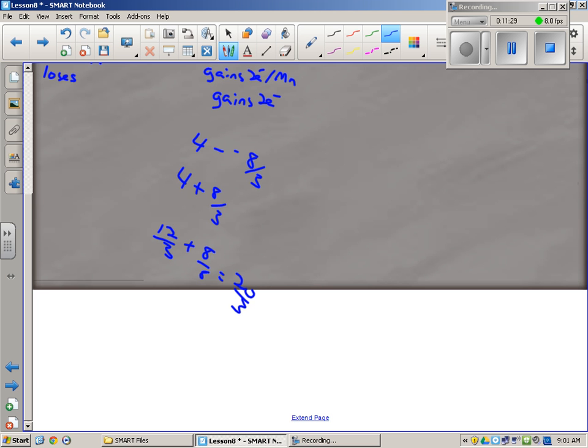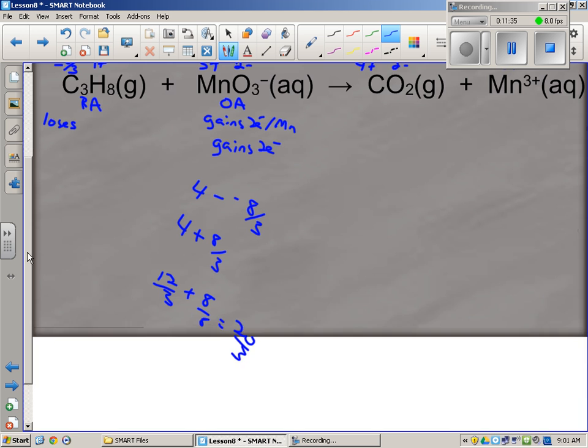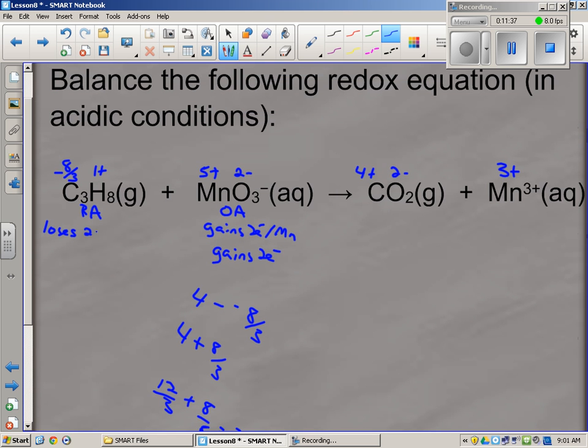This is fun. I told you, Friday, fraction, fun day. Fraction, friend day, Friday. 20/3. So I lose 20/3 electrons per carbon. Luckily for us, we have 3 carbons.